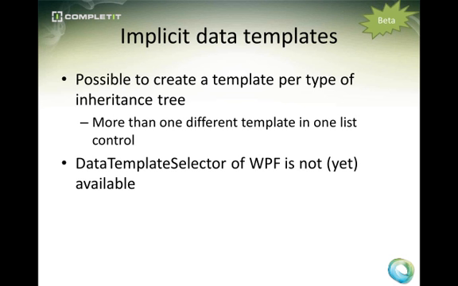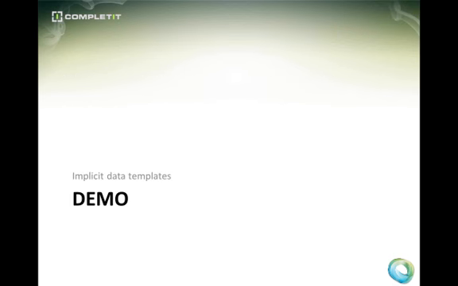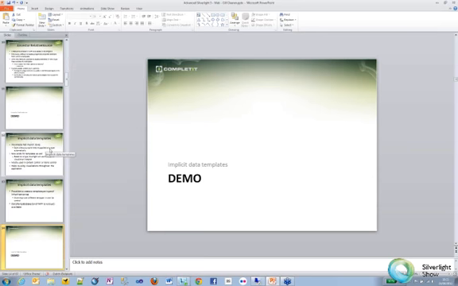By the way, this more or less reflects the way that the data template selector works in WPF. And the data template selector is not yet available in Silverlight 5. It's basically something in WPF that allows you to select between two or more data templates based on the value of a property. But that's not available in Silverlight 5. So let's take a look at implicit data templates.